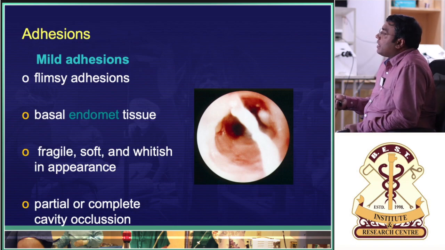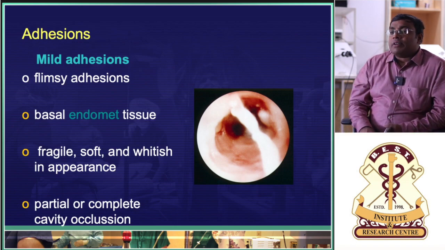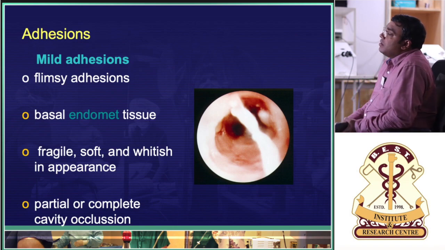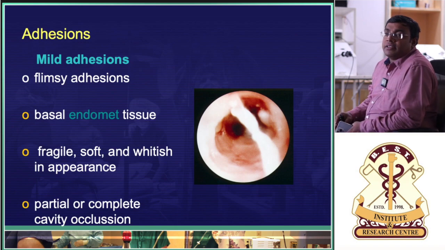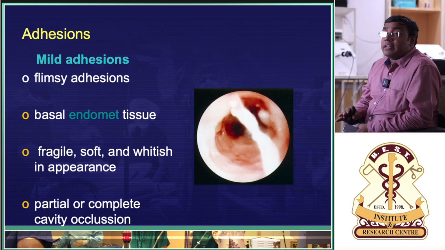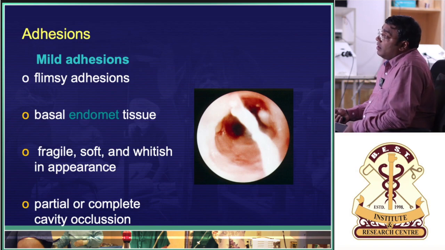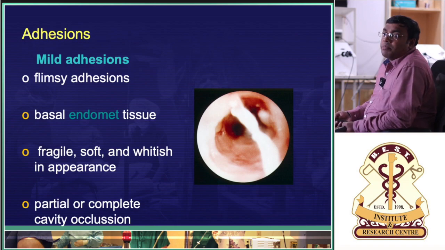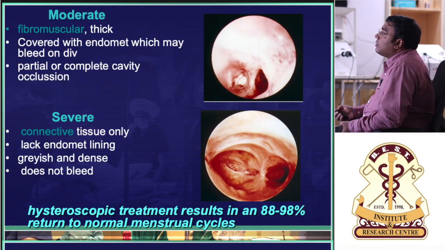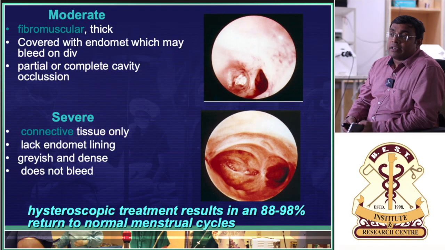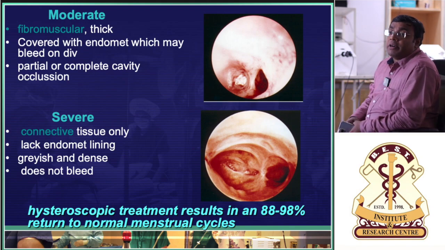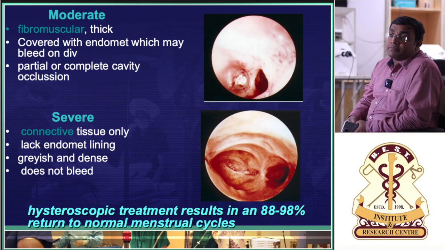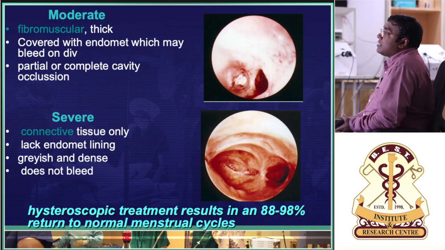So these are intrauterine adhesions, that also we will deal with when we are doing an operative hysteroscopy session. Flimsy adhesions are mild adhesions, basal endometrial tissue is still intact. So in that kind of case, the results are very good. They are fragile, soft and whitish in appearance. They may be partially or completely occluding the cavity. When it comes to moderate adhesion, it's a fibromuscular thick band covered with endometrium which may bleed on division. Okay, and it can be partial or complete.